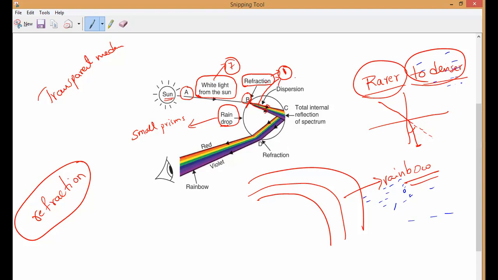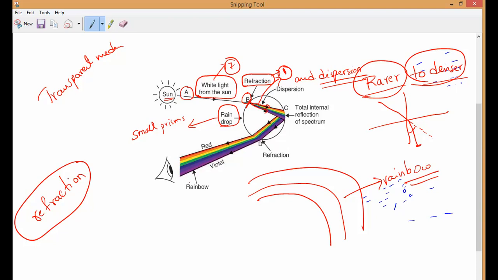What is happening? Refraction and as well as dispersion. What do you mean by dispersion, anybody? Splitting into seven colors, yes or no? Bending of colors is taking place, as well as dispersion. So they will ask you the question: at point B, what phenomena are taking place? Reflection and refraction, dispersion and refraction, only refraction or only dispersion? What is the correct answer?